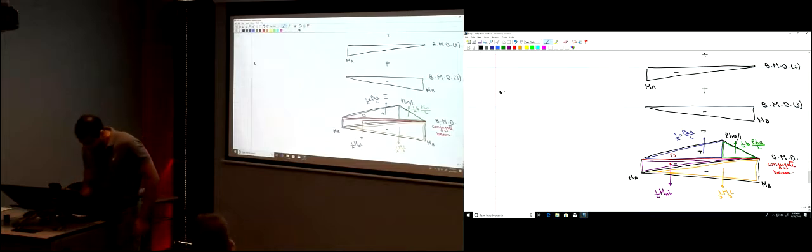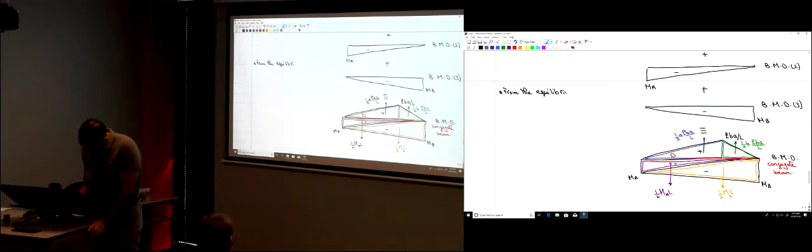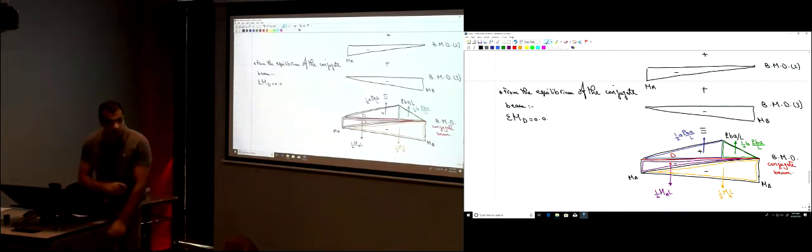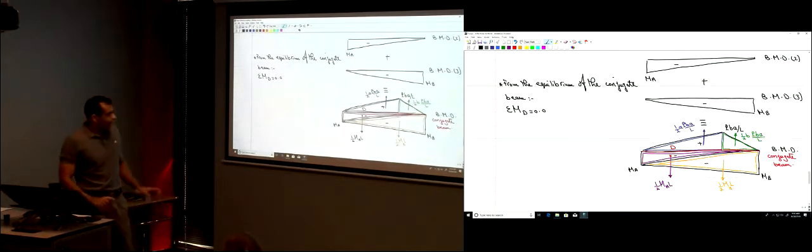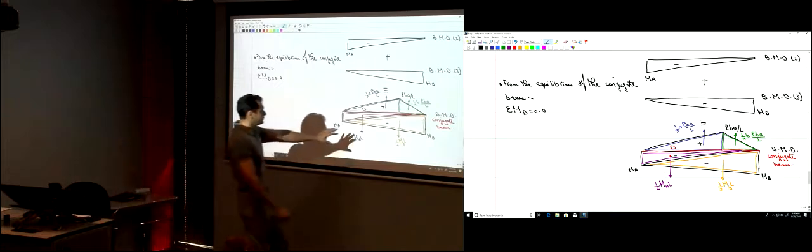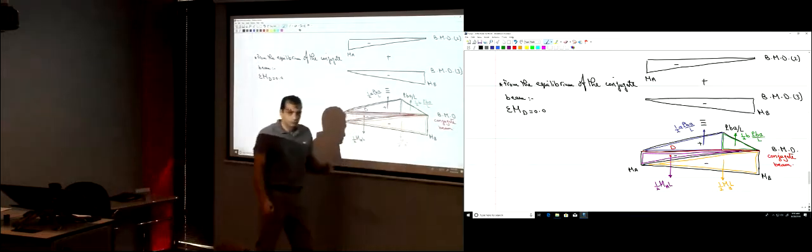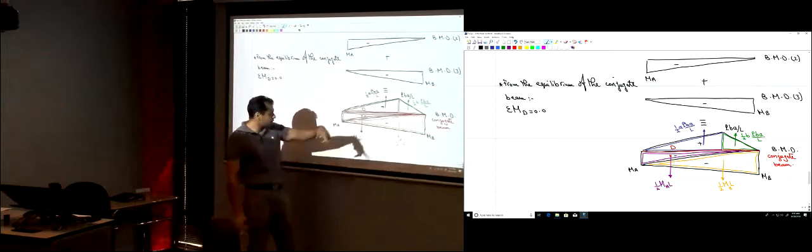So from the equilibrium of the conjugate beam, just taking the summation of the moments about point D equal to 0. Okay? So now I have 4 forces, right? 1, 2, 3, 4. Just taking the moment of each of those forces about point D.